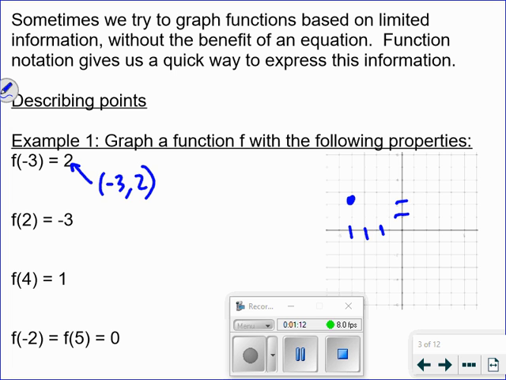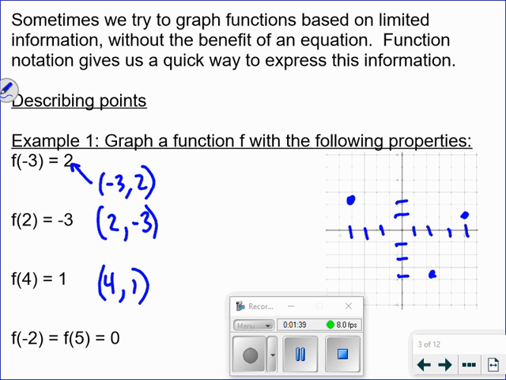Same thing on the next one. When the x-coordinate is 2, the y-coordinate is -3. So I'm going to go over to where x equals 2, and the y-coordinate there has to equal -3. All right, so that's kind of the reverse of the point I just graphed. The next one says when x is 4, the y-coordinate is 1. So that is the point 4, 1. So I graphed that point.